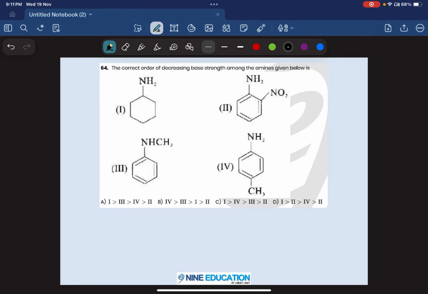Next question. The correct order of decreasing basic strength among the amines. We need to use our GOC knowledge here.